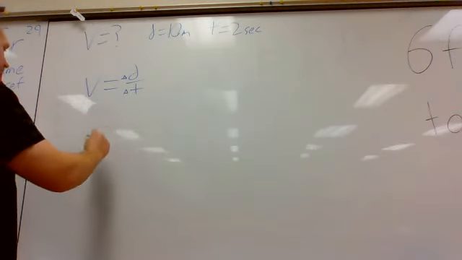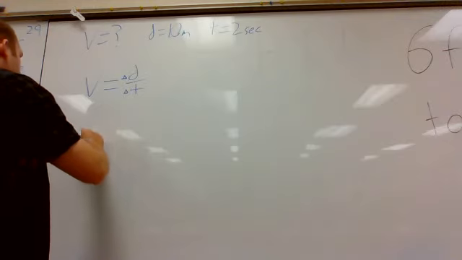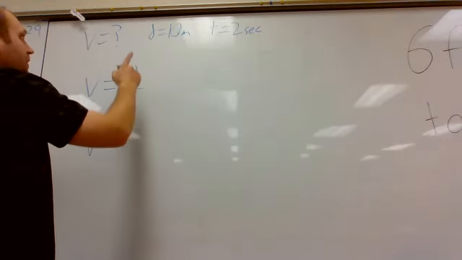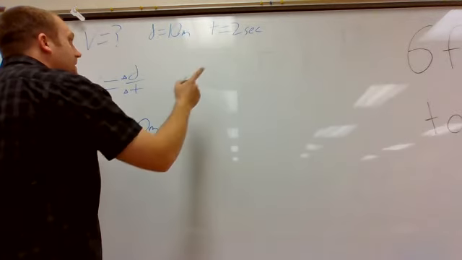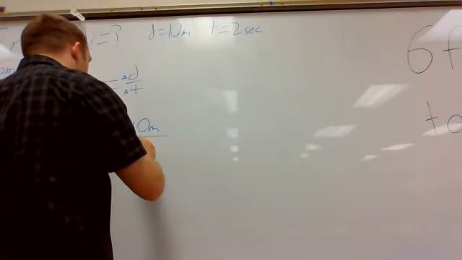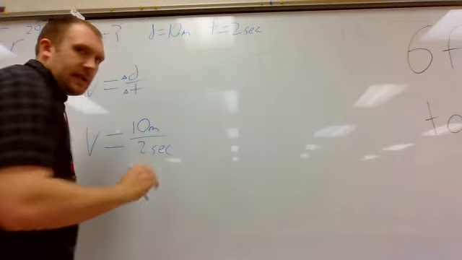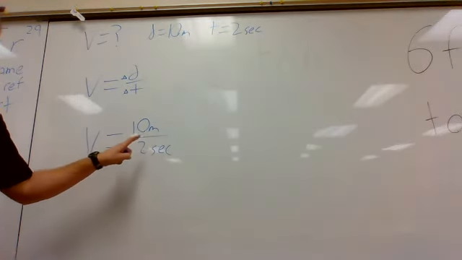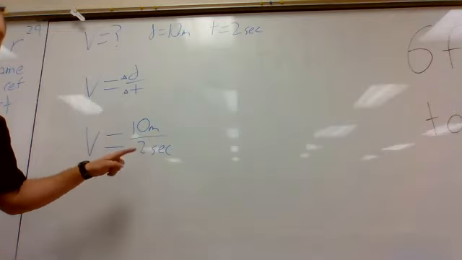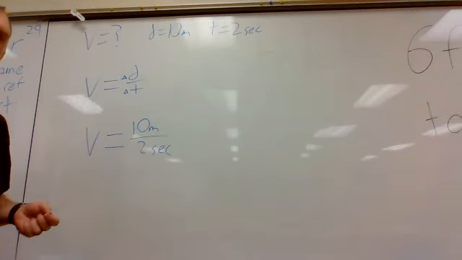V is our unknown, so we start just plugging stuff in. V stays V since we don't know it, but we do know delta D is 10 meters. And we do know that delta T is 2 seconds. It is important in step 3 to have your units. If you don't have your units in step 3, you will lose partial credit if we do any work-related problems.